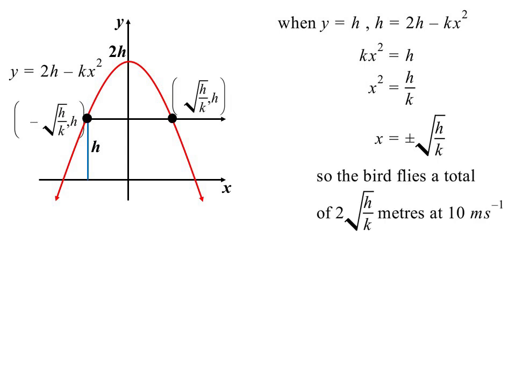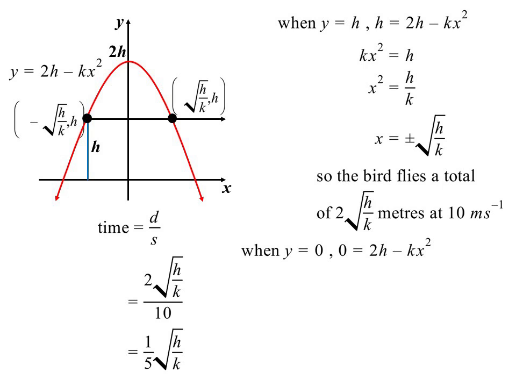I now know the total distance the bird flies. So it must fly 2√(h/k) metres. And we know it's flying at a velocity of 10 metres per second. So I now know how long it takes for the bird to get there. Time equals distance over speed. Subbing that in, it'll take (1/5)√(h/k).